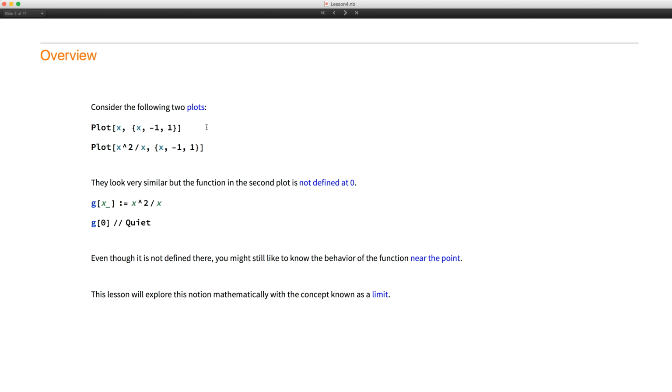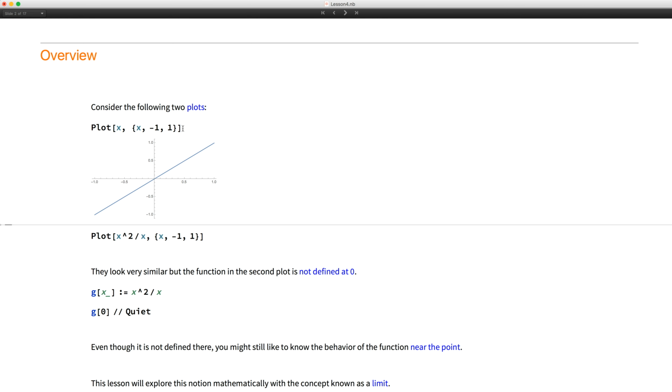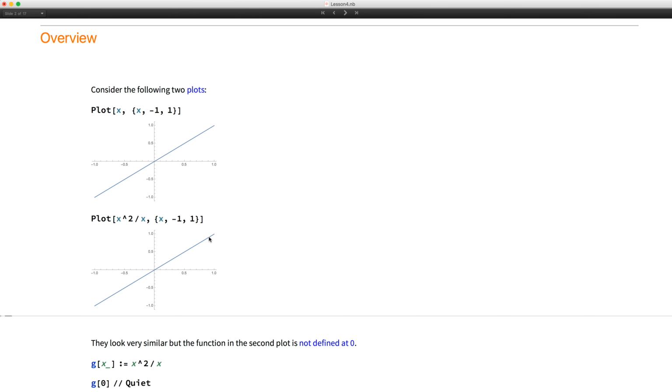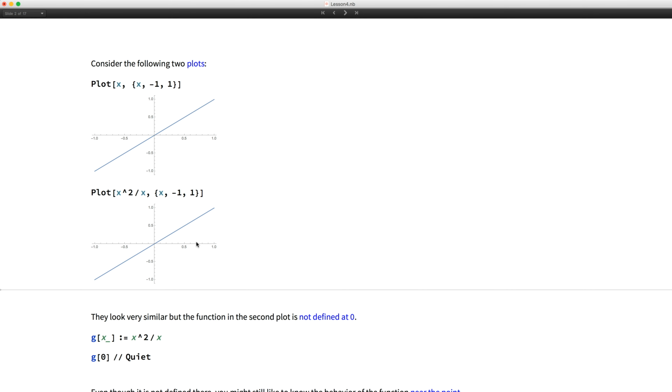So, here are two simple plots. I'm going to plot x from -1 to 1. That's, of course, just a straight line. And then I'm going to plot x squared over x in the same limits. And I again get back what looks like essentially the same straight line. On the other hand, if you look at the function x squared over x, then strictly speaking, it's not defined when x is 0 because you're doing 0 over 0.